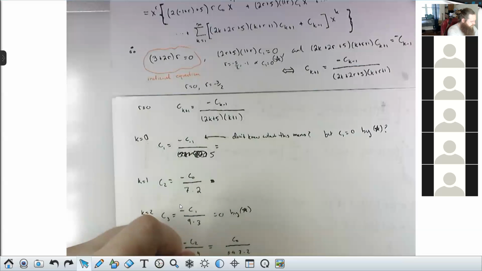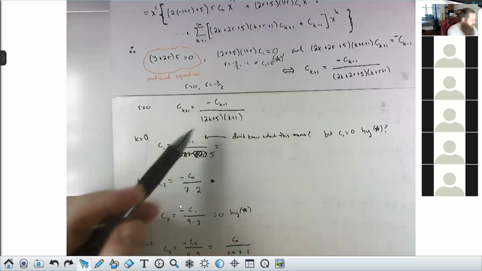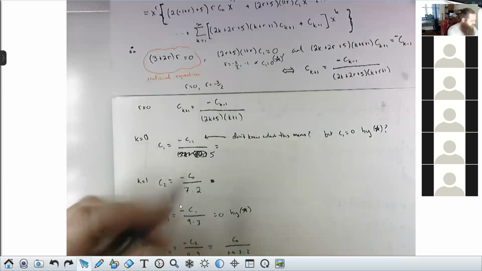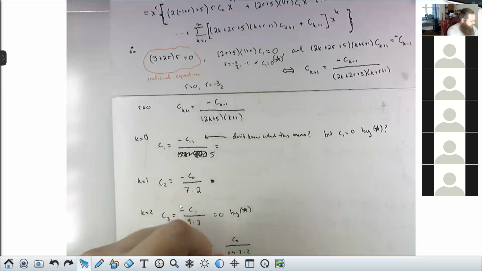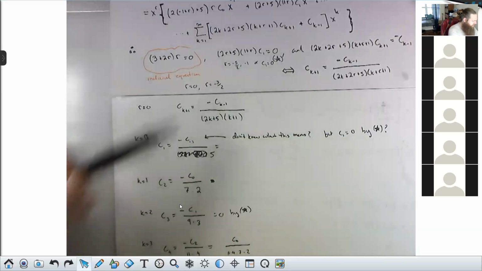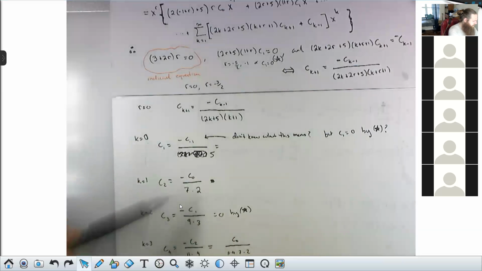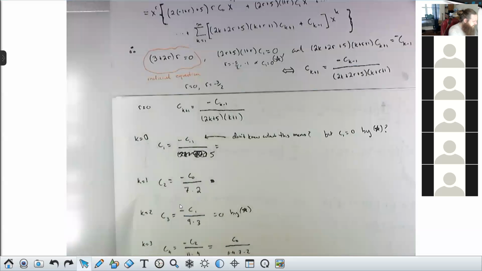C5 would be negative C3 over 10 plus 5 is 15 times 5 plus 1 is 6. But C3 we conjectured is 0. When I take k to be 5, I get C6 equals negative C4 over... Yeah, this shouldn't be a 15, should it? This is k equals 4, so that's 8 plus 1. This one would have to be 15 and 8 plus 5 is 6.